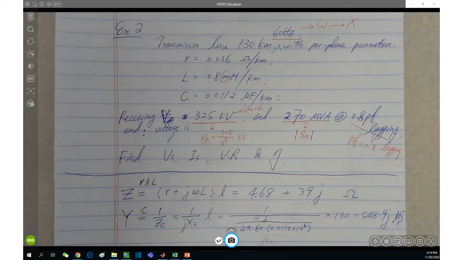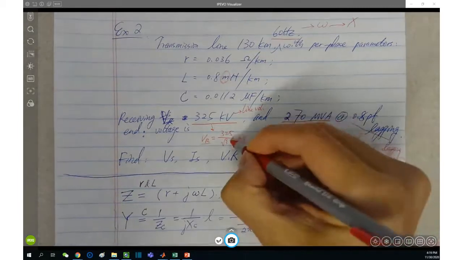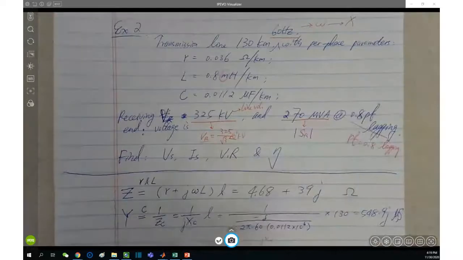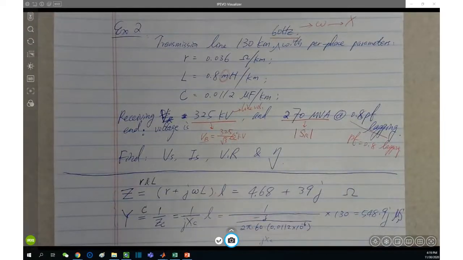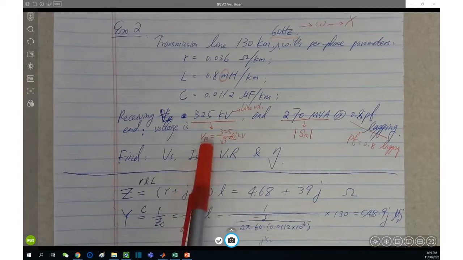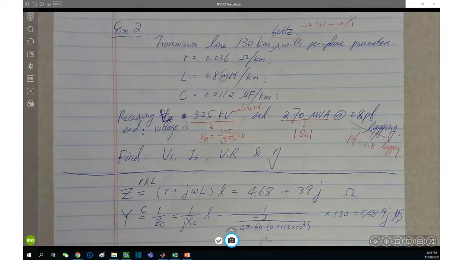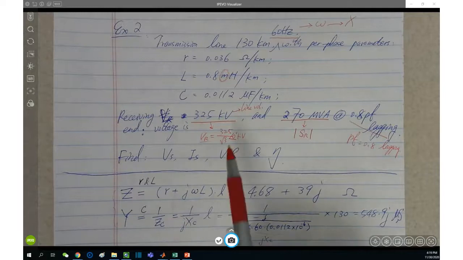The second thing you need to be very careful about is that we are given the phase voltage VR with 0 degree phase angle. So the reference 0 degree is the receiving end voltage, phase voltage, rather than the sending end voltage. This VR has 0 degree, not VS. Okay, this is the second thing you need to be careful about.